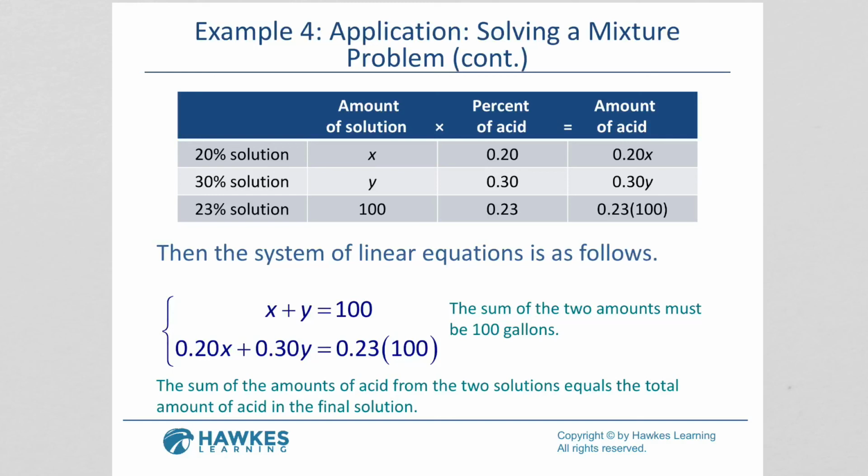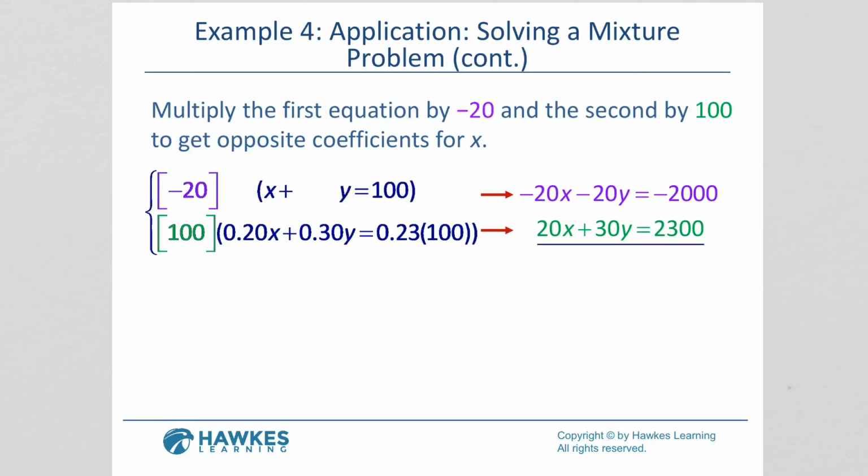Our system of equations is going to be x plus y equals 100, which is the sum of the two amounts, must be 100 gallons, and 0.20x plus 0.30y equals 0.23 times 100, which is the sum of the amounts of acid from the two solutions equals the total amount of acid in the final solution. Once again, we're going to use addition. I'm going to multiply my first equation times negative 20 and my second equation times 100.